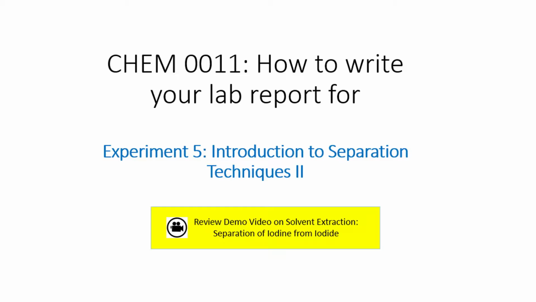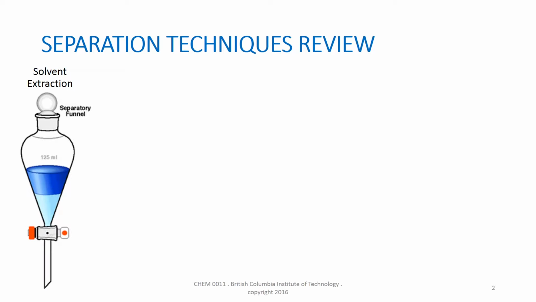Let's begin by reviewing the separation techniques that were studied in Experiment 4. Solvent extraction, where an extracting solvent is introduced to extract a substance dissolved in a solution. The extracting solvent must be immiscible with the solvent containing the substance. The substance to be extracted is more soluble in the extracting solvent.